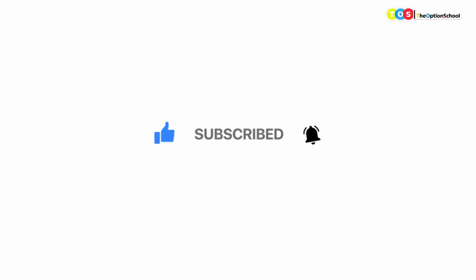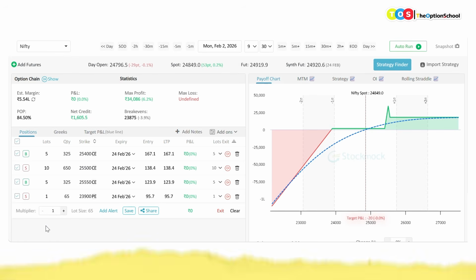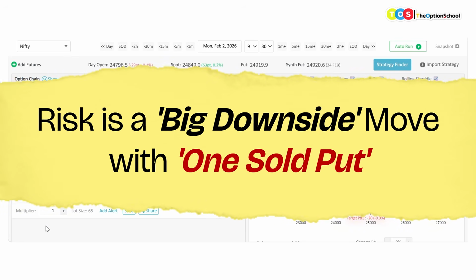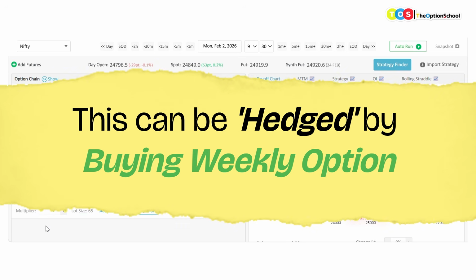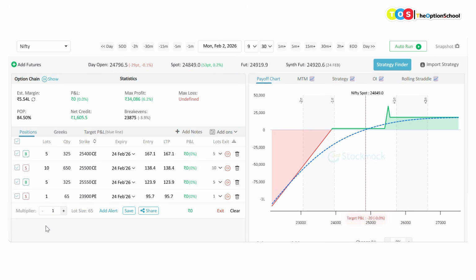Thanks in advance. Only risk is that if the market suddenly makes a very big fall, then I need to handle only 1 put, which I think most of us can definitely handle. And if it is giving me any stress, what I can do is I can definitely buy a weekly put also, that will reduce my margin requirement also, right? Let us see how this trade goes.